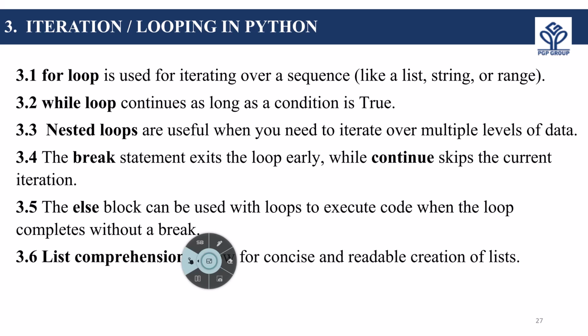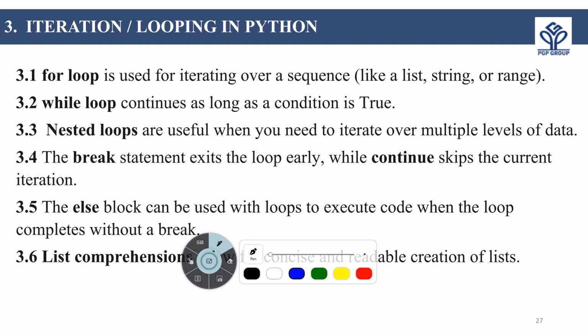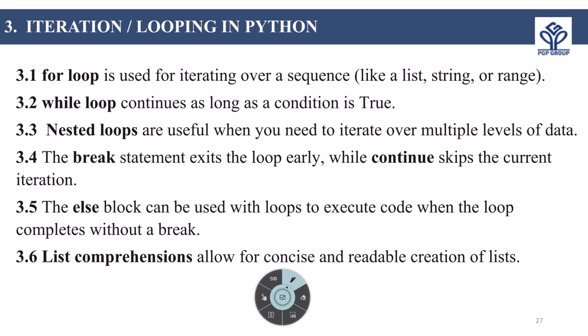Next one, iteration or looping in Python. The previous topics are concluded in control flow. The next one is iteration or looping in Python. First, we are using the for loop. A for loop is used for iterating over a sequence, like a list, string or range, whatever it is. We give the condition to be checked and then it iterates over the sequence of numbers to be executed.